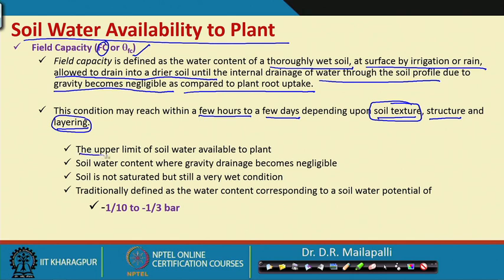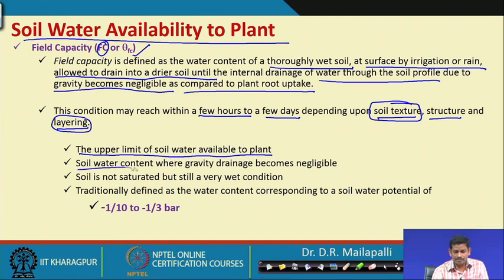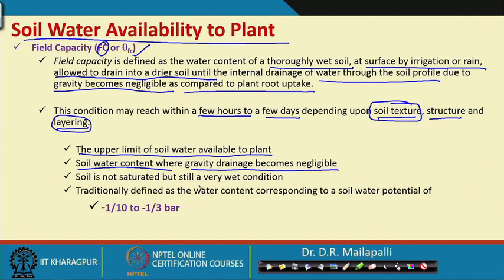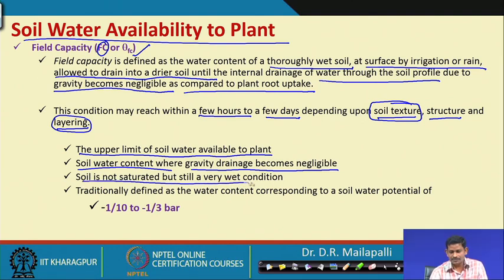So, the upper limit of soil water available to the plant. This field capacity is also known as the upper limit of soil water available to the plant, the soil water content where gravity drainage becomes negligible. Initially the gravity water is more, then it starts declining. The moment the gravity water is 0, we say it has reached field capacity, and the soil is not saturated, but still in a very wet condition. If you observe at field capacity, the soil is not dry. It is still wet and not saturated.